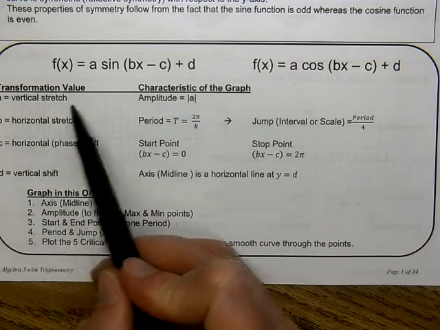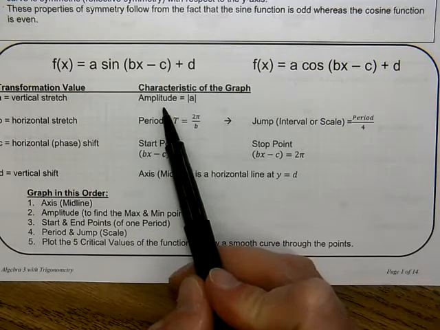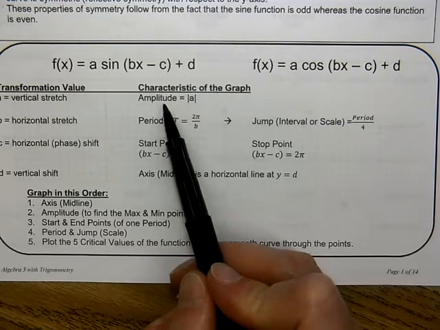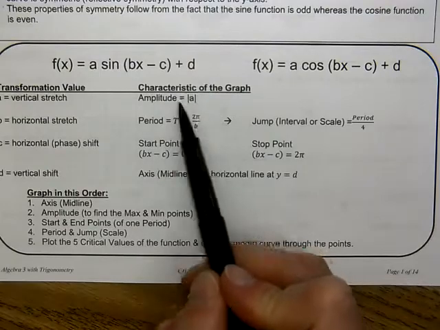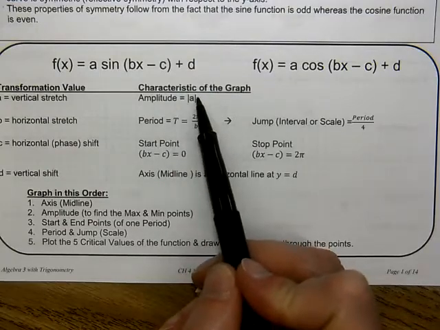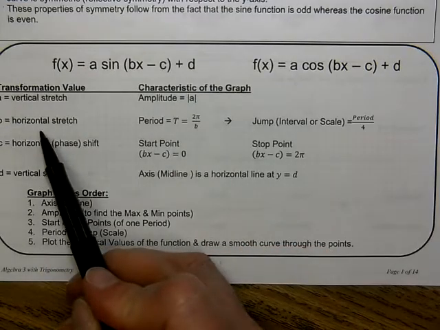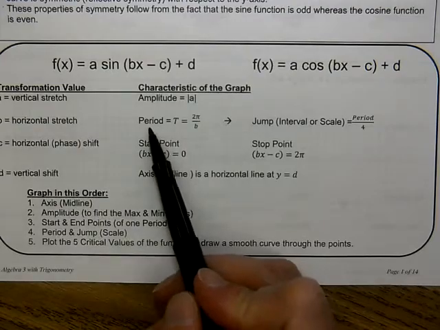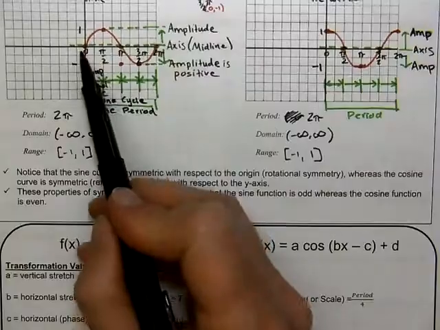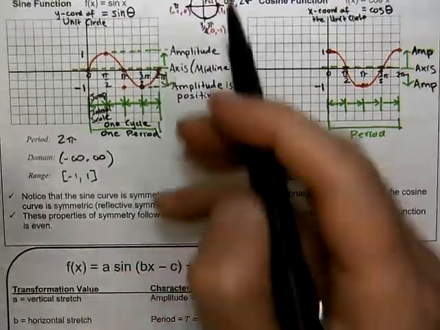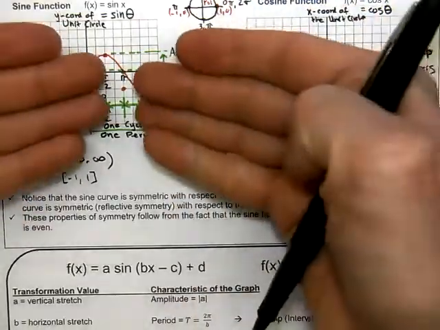Well, yeah, it's a vertical stretch, but it affects the amplitude, because if you have a vertical stretch that makes it taller, well, then that means the amplitude is a bigger distance. Notice it's always positive with the absolute value. B affects the horizontal stretch, which is the length of the period. So normally the period is 2 pi radians, but we might stretch it out or we might compress it in.